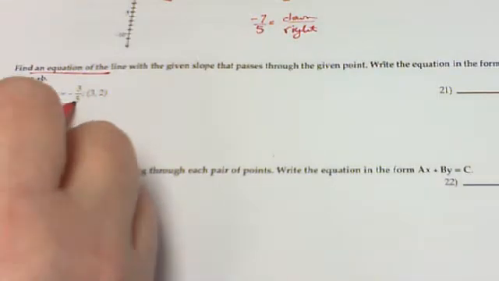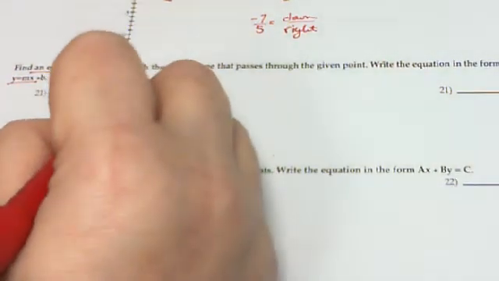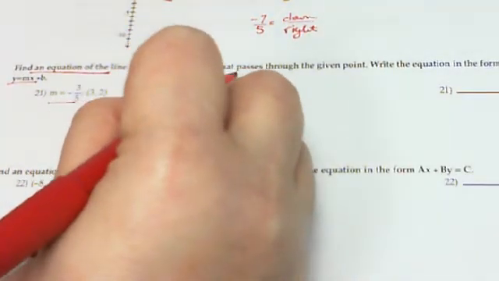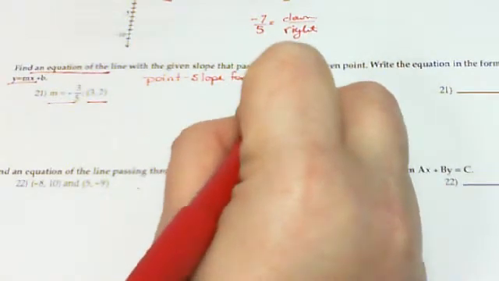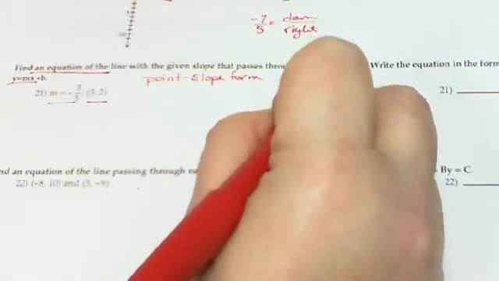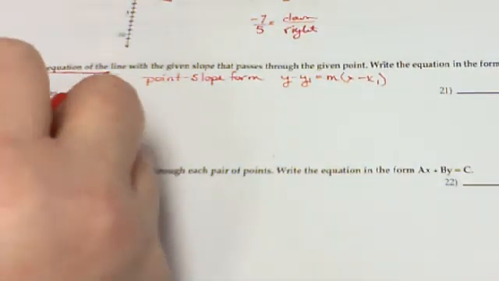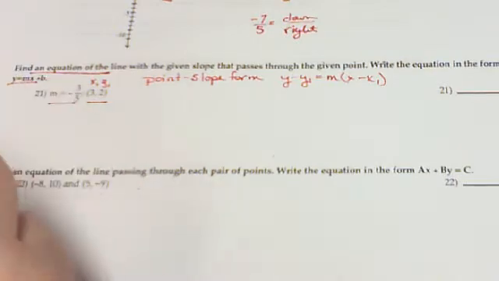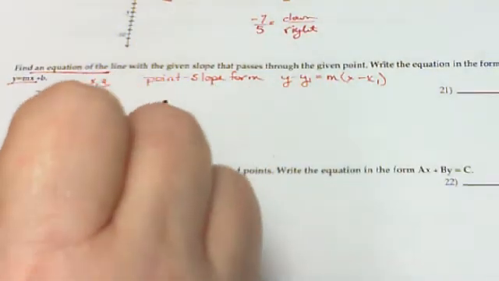You have to use the information that they told you. They told you a slope and they told you a point. That means you're going to have to use point-slope form. Point-slope form is y minus y1 equals m times x minus x1. They tell you your x1 and your y1, and they tell you what your m is. That's why you use this form. That's the stuff they give you.